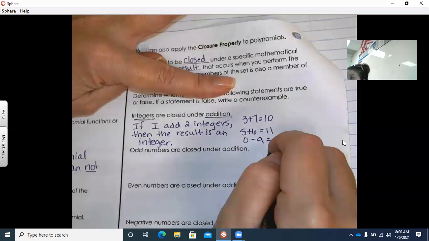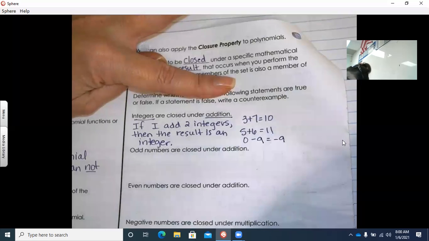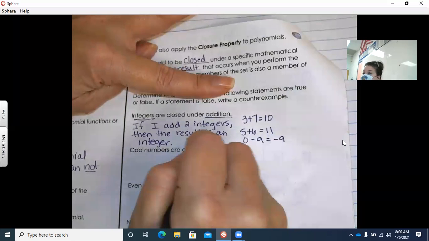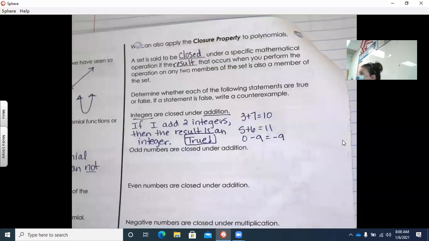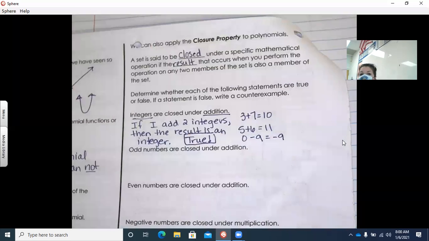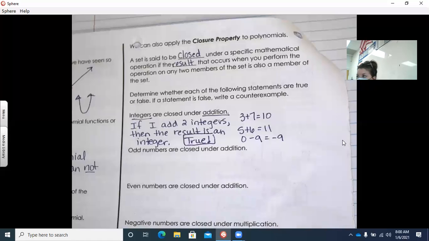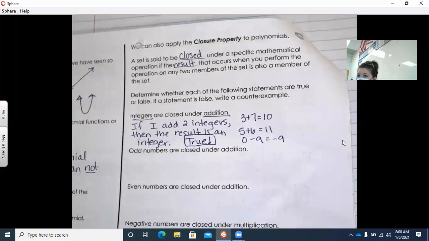Negative 9. Is negative 9 an integer? Are you ever going to add two integers together and the result be a decimal or a fraction? No, if you start with two integers, you're going to get integers, right? So we would say this is true. If you can come up with just one example that makes it false, then it would not be considered closed. So if what you start with and what the result is are the same, then we say it's closed. If it's not the same, then we say it's not closed, okay?